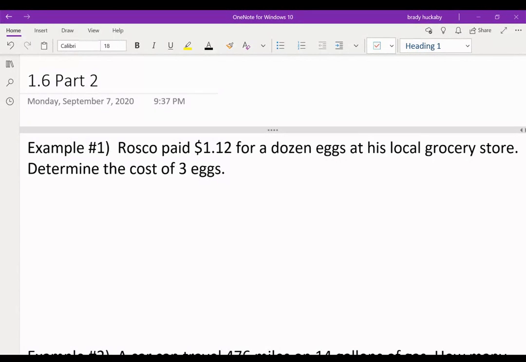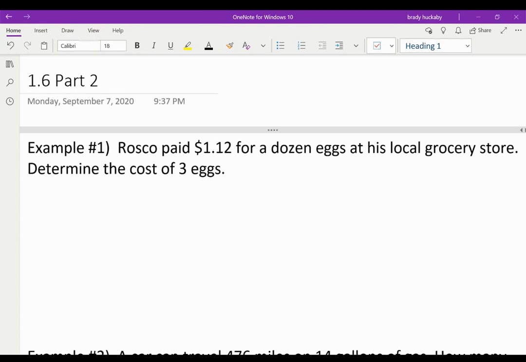So today we are going to do part 2 of 1.6. This is just a bunch of word problems. Sorry, I didn't have time to cut them out for you guys. Just go ahead and write down example 1, and then I'll kind of explain how it works. Pause this so you can get all of example 1 written down.